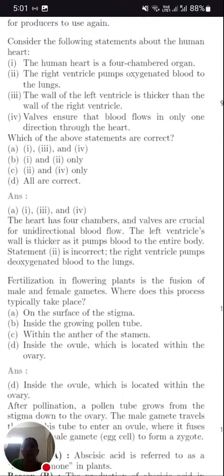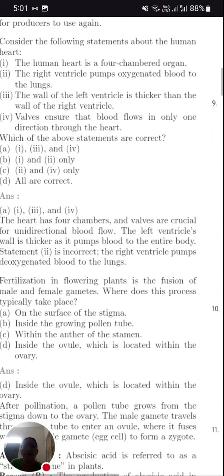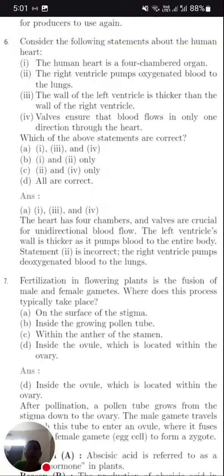Okay, now the next question. Fertilization in a flowering plant is the fusion of male and female gamete. Where does this process typically take place?